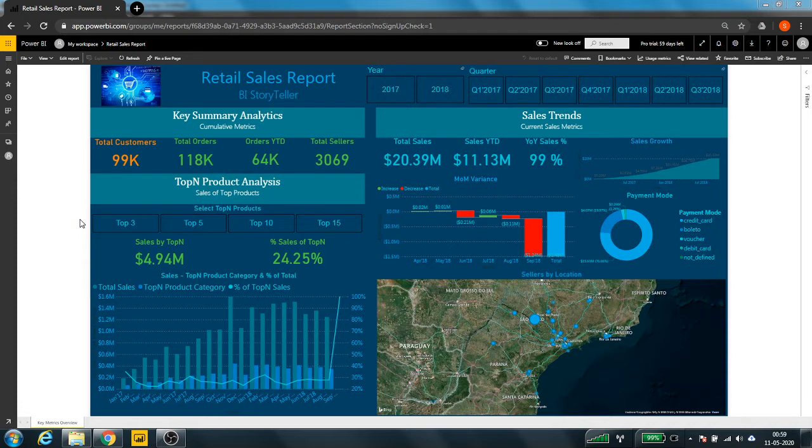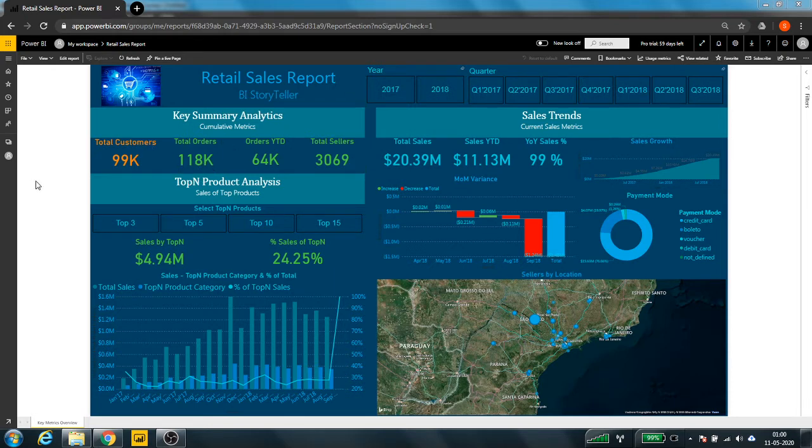To take you through the report, the first segment is the key summary analytics, which gives you a very high level overview of the data, right? So this shows us the total customers, which was 99,000 or 99K. So for the year 2017-2018, this particular retail outlet or this particular e-commerce company has had 99,000 customers who ordered 118,000 products for this entire time period of 2017-2018.